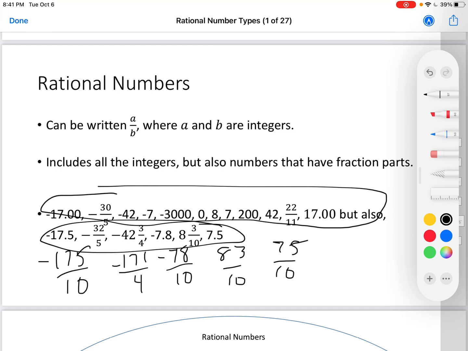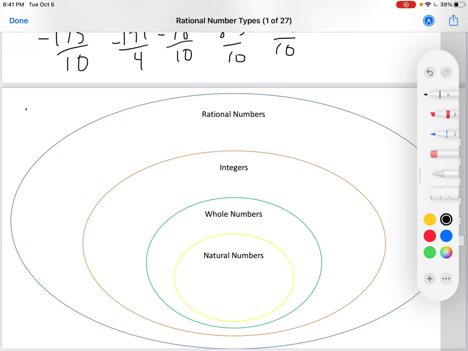All of these numbers are rational because they can be written as a over b. There are numbers that can't be written as a over b, things like the square root of 5. So, here is a Venn diagram. Notice, all the natural numbers are whole numbers. There is a whole number that's not a natural number. All the whole numbers are integers. There are integers that are not whole numbers, that are not natural numbers. All of these are rational numbers. All of these are also rational numbers, but some of the rational numbers are not integers.